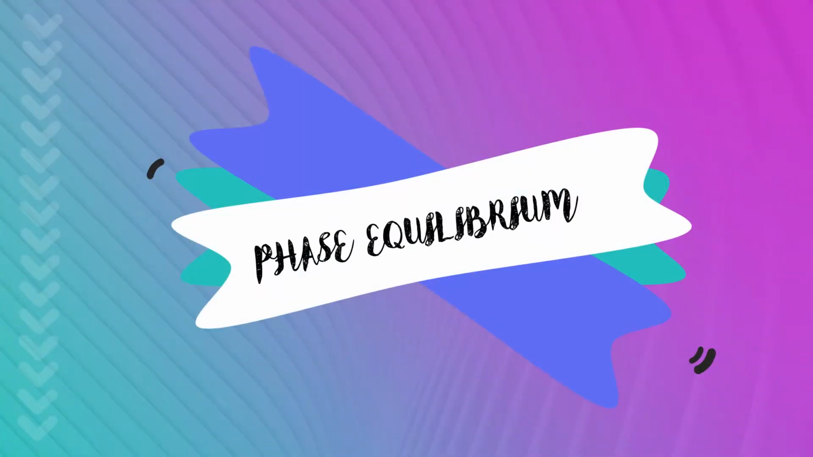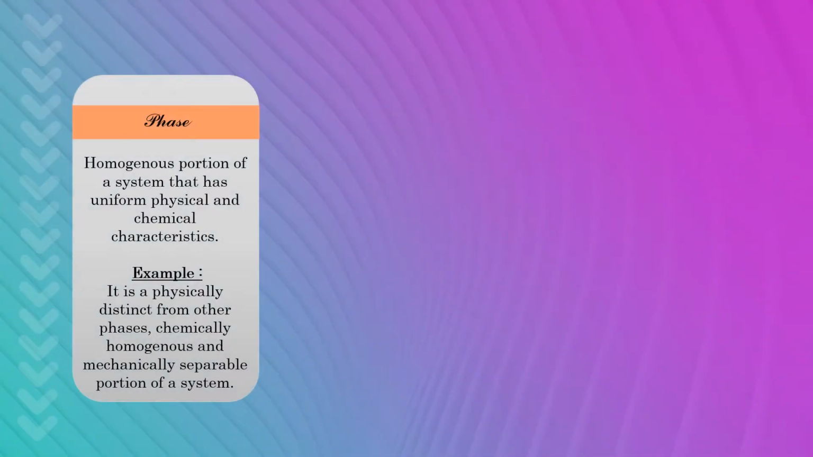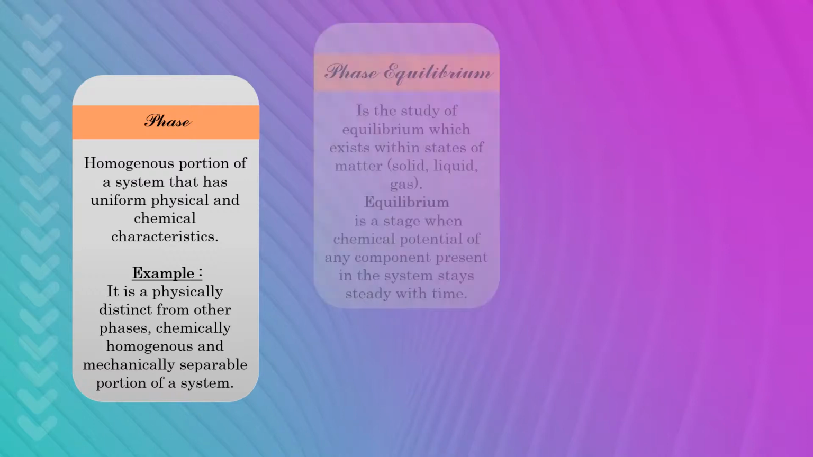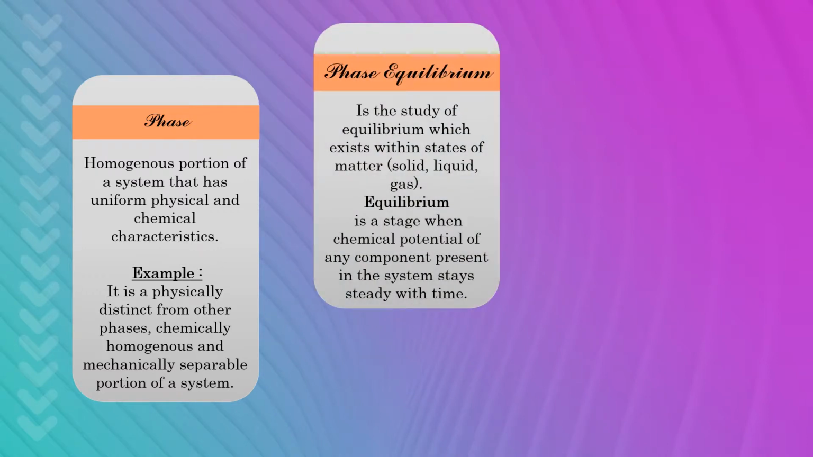Next, phase equilibrium. First of all, a phase is a homogeneous portion of a system that has uniform physical and chemical characteristics. It is a physically distinct from other phases, chemically homogeneous and mechanically separable portion of a system. Thus, phase equilibrium is the study of equilibrium which exists within states of matter.